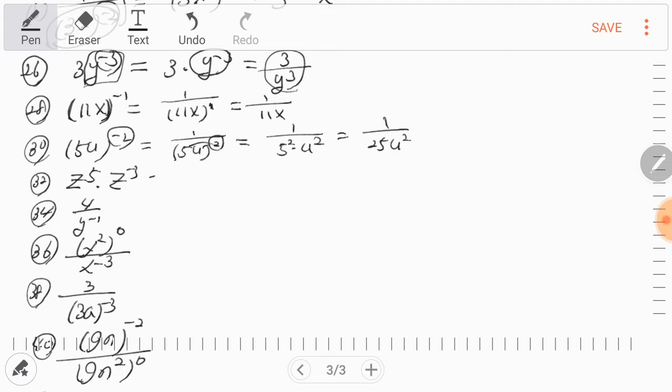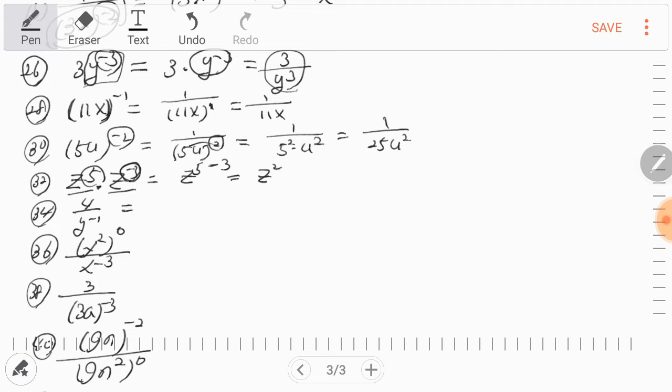Okay, the next one. There are two exponential forms with the same base. So what we do is subtract the exponents. So z to the power, it's not negative 5, the power is 5, minus the second, this one, negative 3. So that is equal to z to the 8th power.